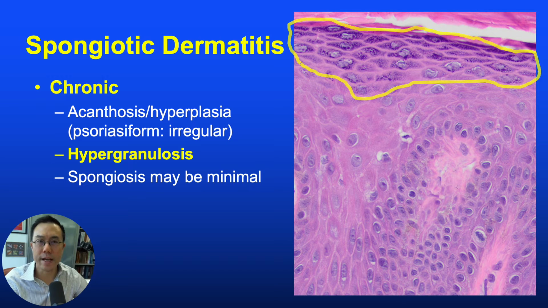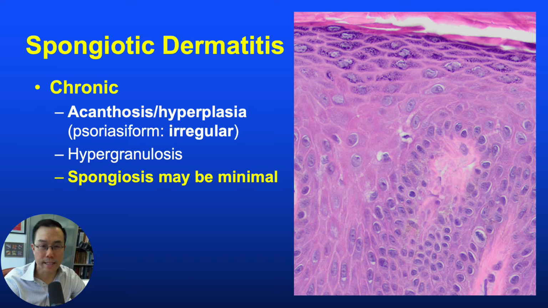Hypergranulosis, or a thickened granular layer, also typifies chronic spongiotic dermatitis, with the caveat that one must reference that against the anatomic site. So remember that acral skin, the palm and sole, normally has a more prominent granular layer, so the assessment needs to be relative to that baseline. And with chronicity, the degree of spongiosis may subside and be minimal or even inapparent.